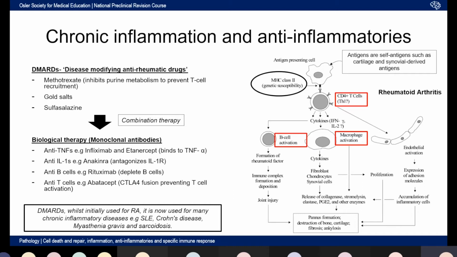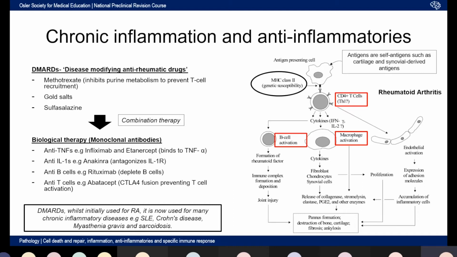And then there's anti-T cells, which in this example is abatacept, which basically prevents T cells from being activated. So if it prevents T cells from being activated, it prevents T cells from then going on to downstream effects of activating B cells and macrophages.